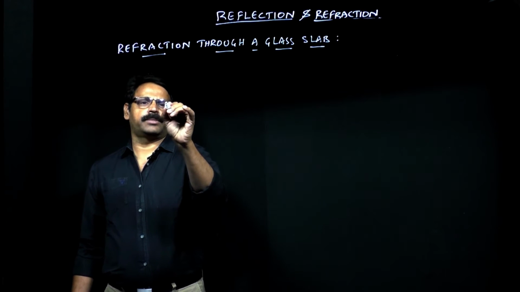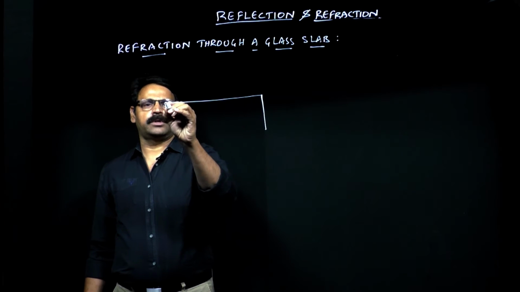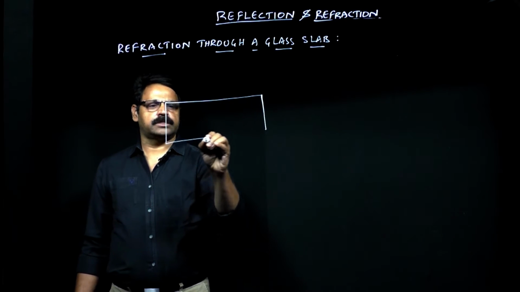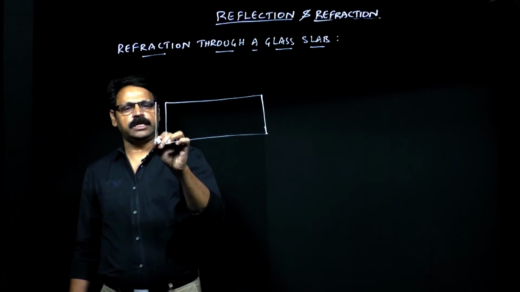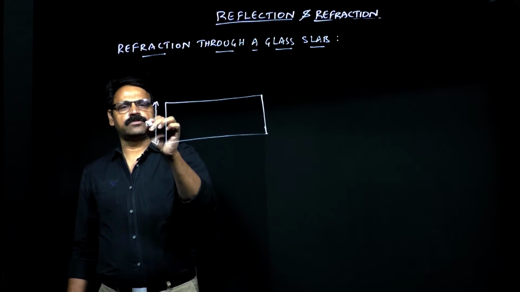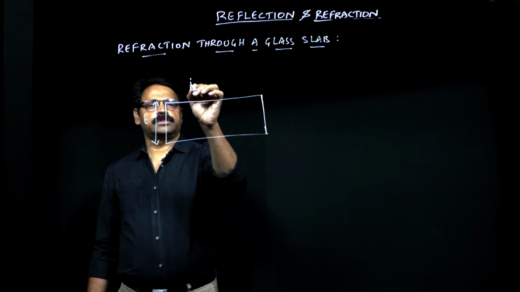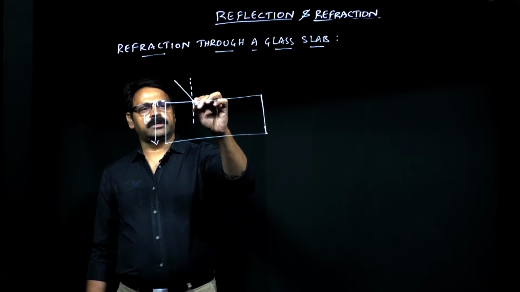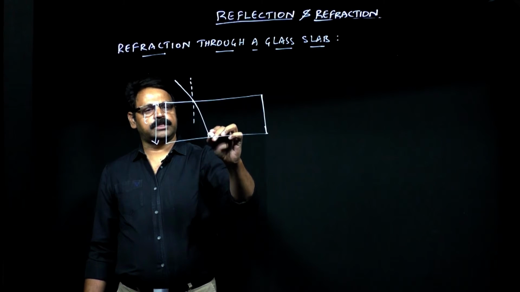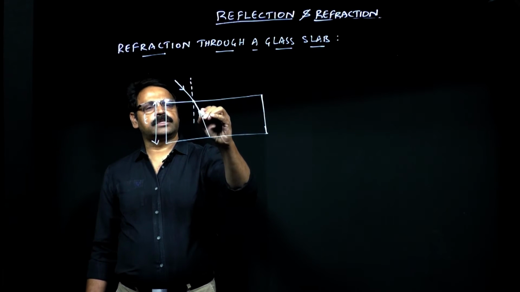For example, here is the glass slab I have. This is the glass slab and it has got some thickness. Let us say the thickness of the glass plate is T. T is the thickness of the glass slab. Now this is the normal. Whenever a light enters from here, it bends towards the normal because it is moving from rarer to denser.